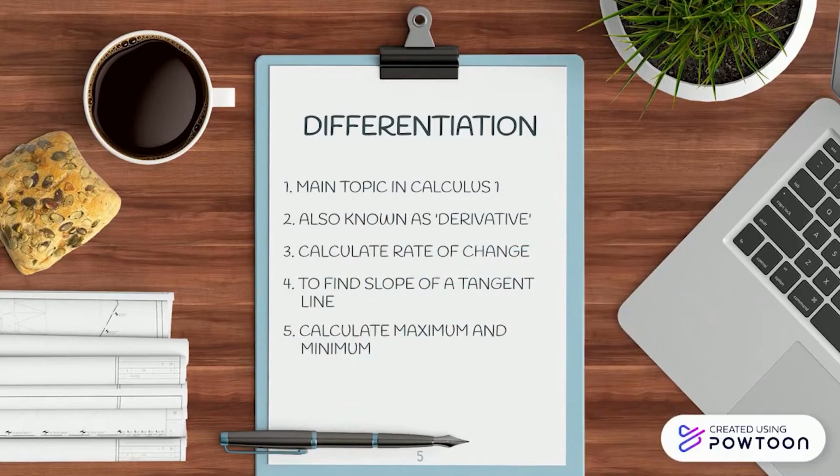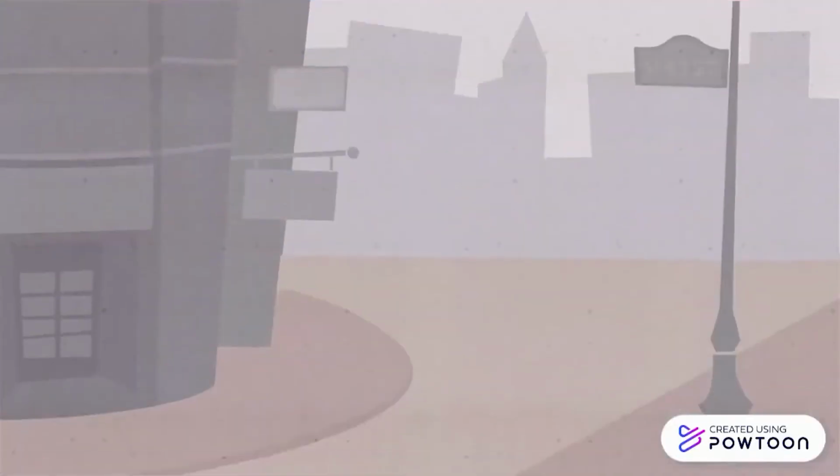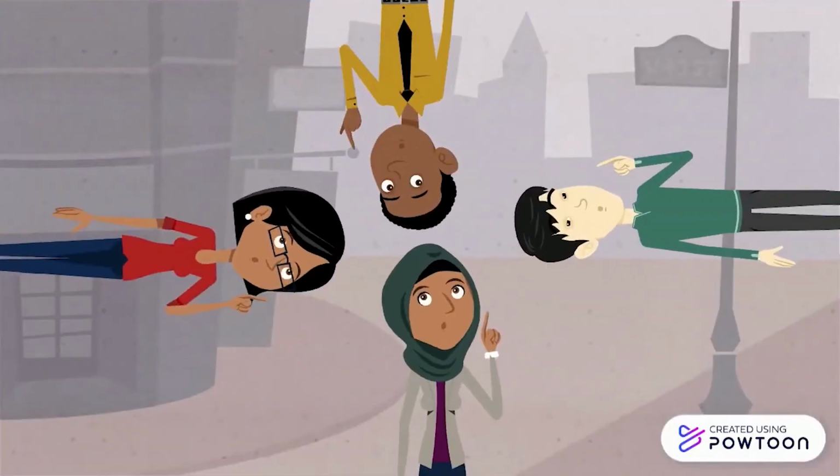This topic allows us to learn how to calculate the rate of change of a function with respect to its variables. We also use this to find the slope of a tangent line. Being able to understand and apply differentiation in solving mathematical problems also allows us to calculate the maximum and minimum value of a function. However, what is the application of differentiation in our daily life?